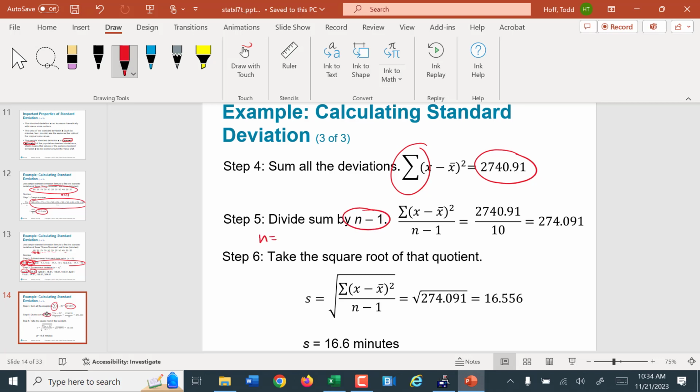And then it's very important we divide by n minus 1. So n equals 11 here because we had 11 data points. 11 minus 1 equals 10. So we're going to divide by 10, giving us 274.091. Now this is actually what we would refer to as the sample variance.